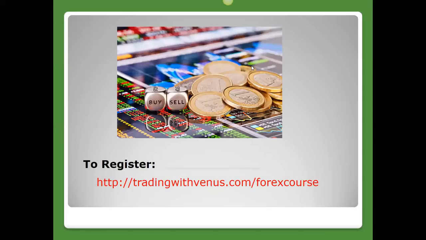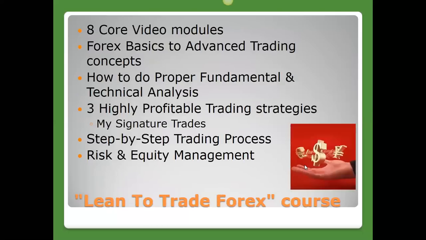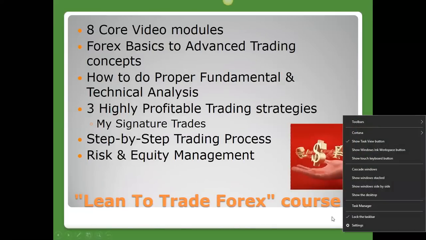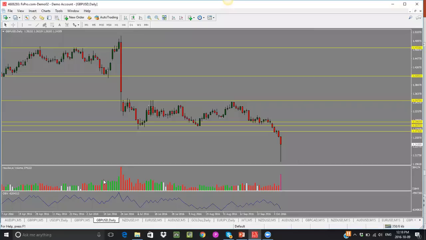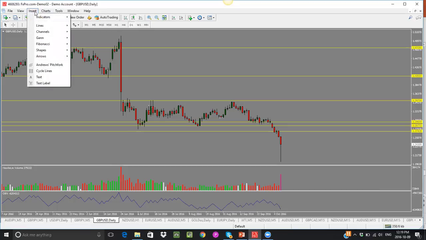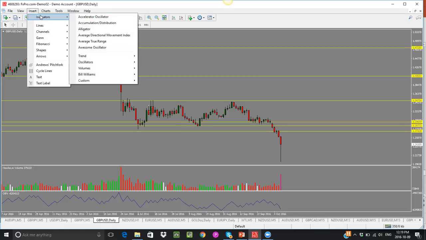A question about the OBV indicator underneath my chart. So the question is, how do you obtain that? It's actually found in MetaTrader, so you don't need to download anything. If you look at my charts here, you see this indicator OBV. You can just go to insert, then indicators, and then go to volume, and you'll see on balance volume. That's what it is.